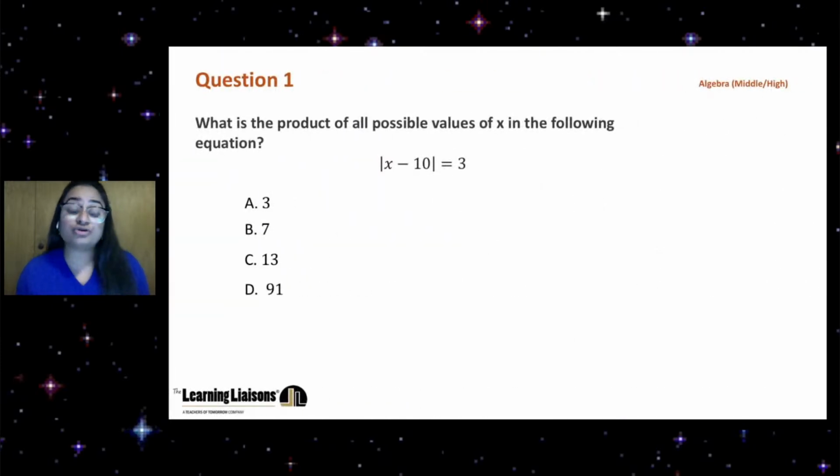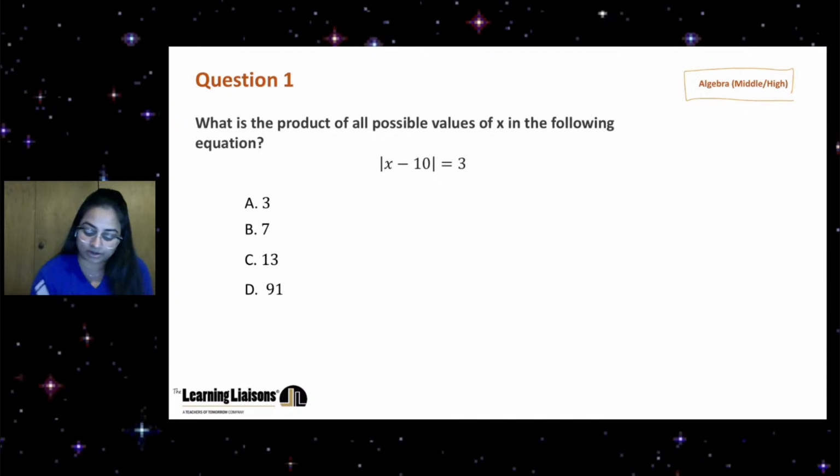Okay, so you guys know me. I love my algebra. So here's an algebra problem. It is a middle/high school problem. Middle school algebra, high school algebra, they're kind of one and the same. Because remember, when you're taking your classes in middle school, it's because you're advanced and you're taking those classes earlier, right? So let's read our question and let's see what's going on.